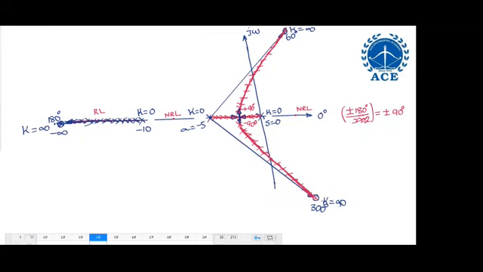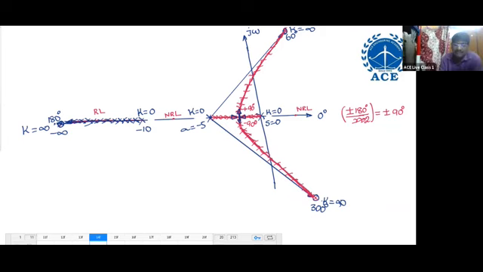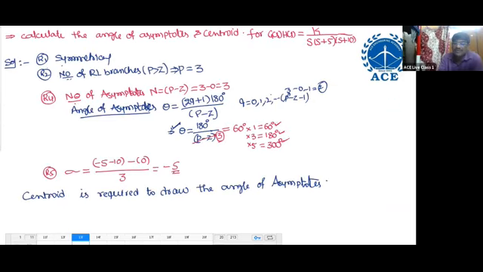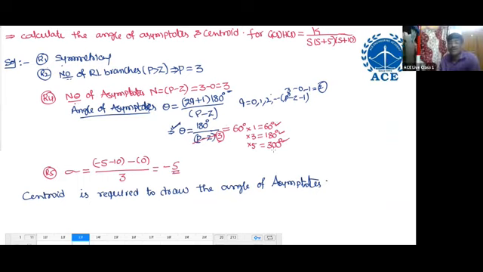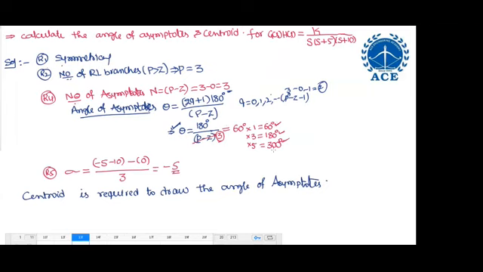How does it become 3? Asymptotes are calculated, na. How many asymptotes are there here? 3. What are the angles? Angles 60, 180, 300. What are those points? It is zeros only, na. Zero points. That's all.